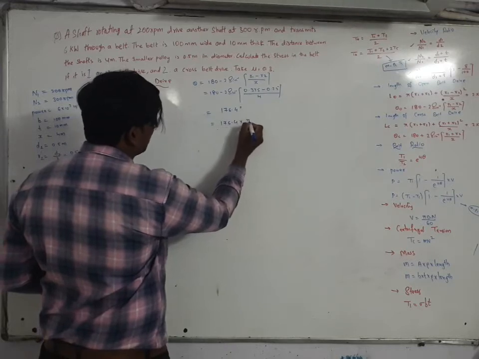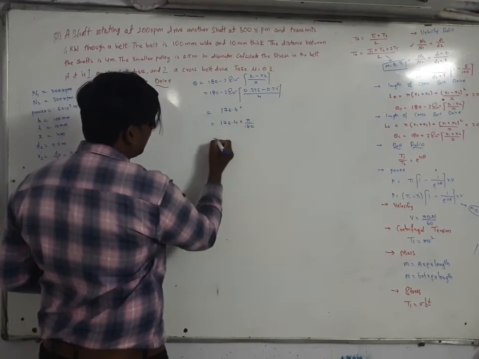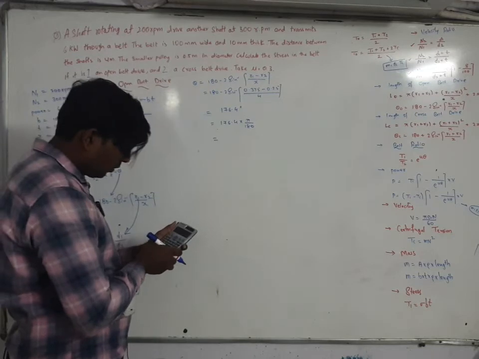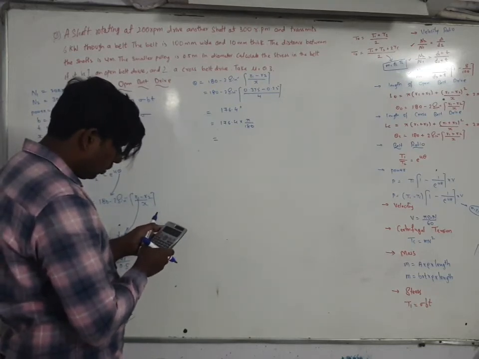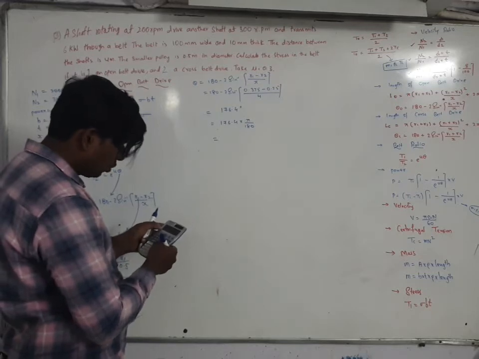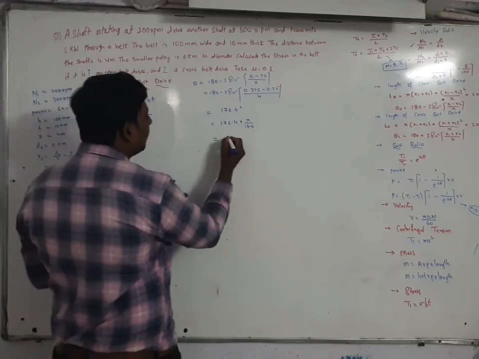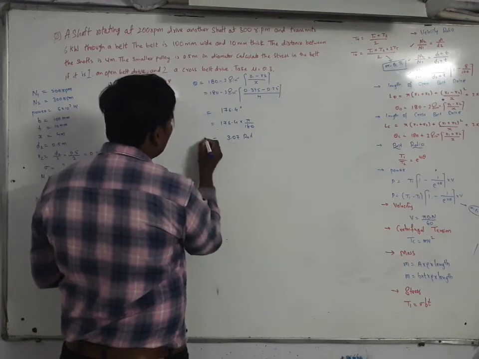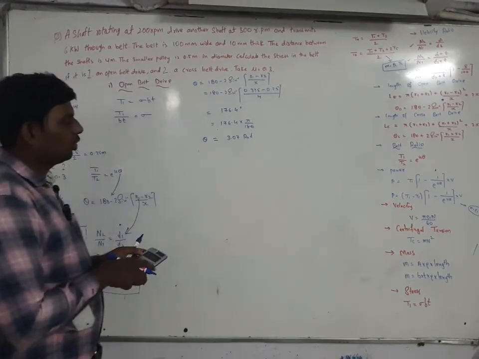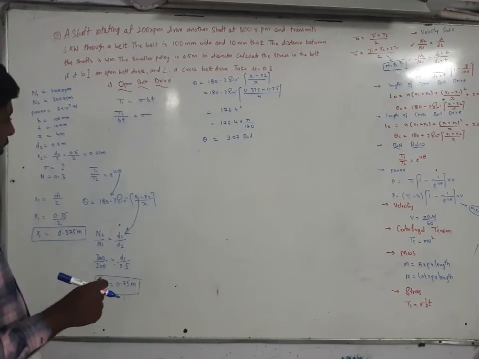Now what you have to do? 176.4 into pi by 180. Then you will get the answer in radian. That is 3.07 radian. How much did you get for theta? Theta is equal to 3.07 radian. You got the theta value.